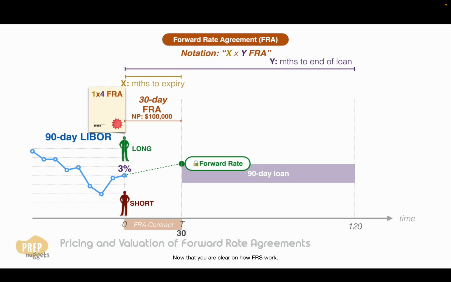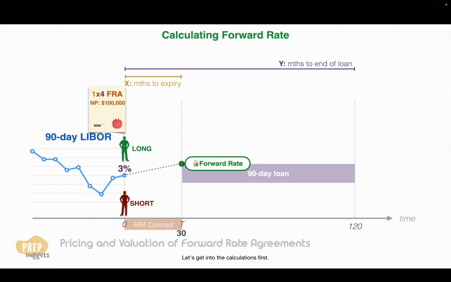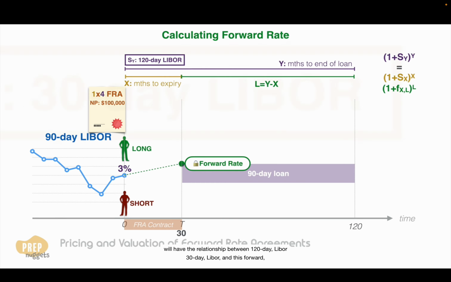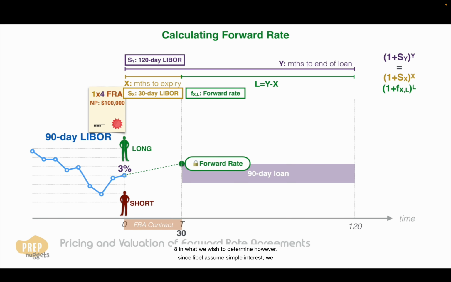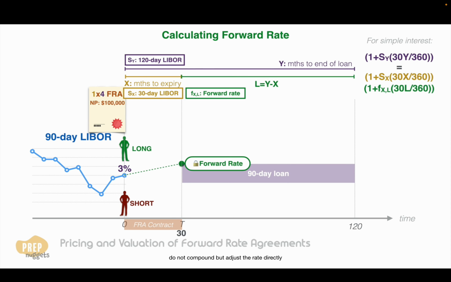Now that you are clear on how FRAs work, let's get into the calculations. First, how do we determine this contractual fixed forward rate that both parties can agree to? Recall under fixed income, we learned the no-arbitrage relationship that the compound returns of a longer period is equal to the product of compound returns for two shorter periods. For this example, we will have the relationship between 120-day LIBOR, 30-day LIBOR, and this forward rate that we wish to determine. However, since LIBOR assumes simple interest, we do not compound, but adjust the rates directly according to the length of time. And there we have it. We have the relationship to solve for the forward rate.